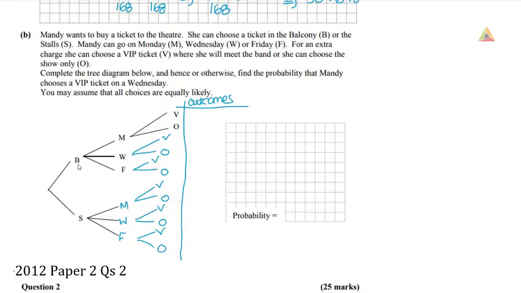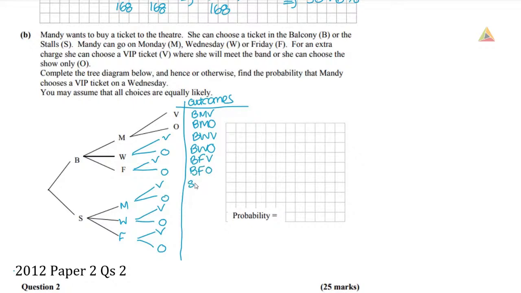This was that she chose the balcony on a Monday and a VIP ticket. So that's B, M, V. This one is the balcony on a Monday, but the show only. To get to this branch, we follow the balcony on a Wednesday and the VIP. And to get to this branch, the balcony on a Wednesday with the show only. The balcony on a Friday with the VIP, or the balcony on a Friday with the show only.